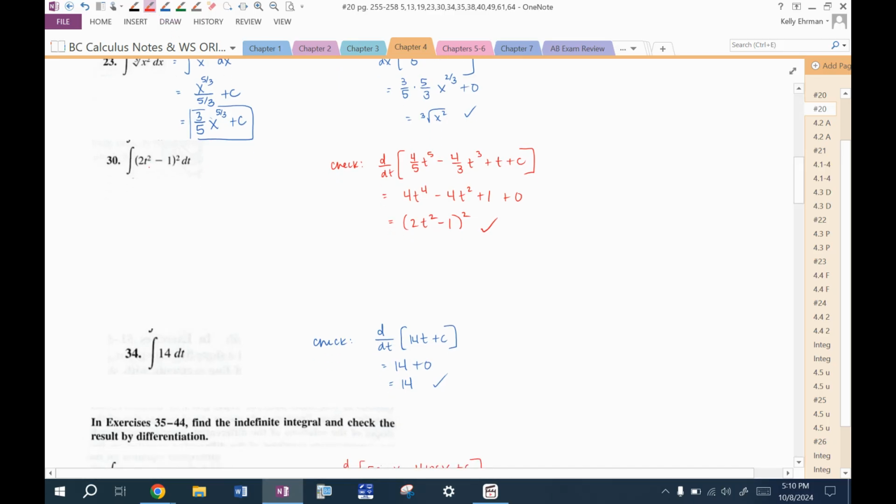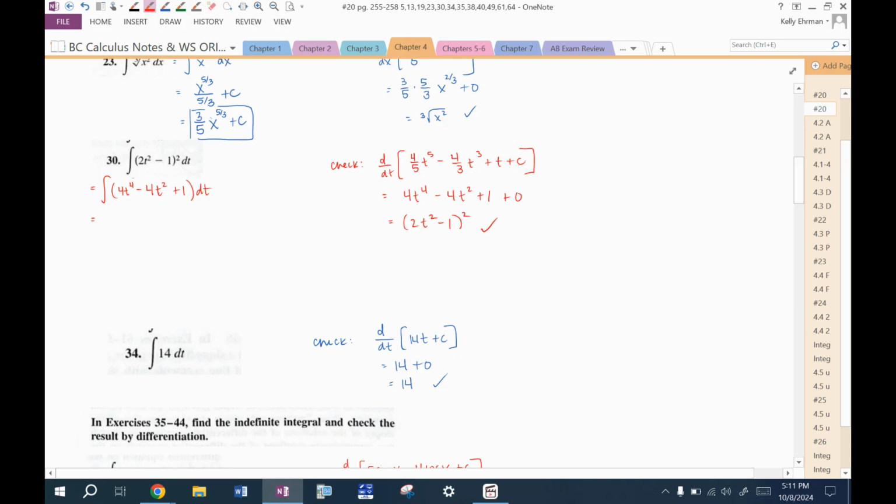For this one, we can't take the derivative of this right now because we don't have u substitution rules. And even if we did, we still wouldn't be able to do that. So what we're supposed to do with this is first square out this binomial. So this becomes 4t to the 4th minus 4t squared plus 1 dt.